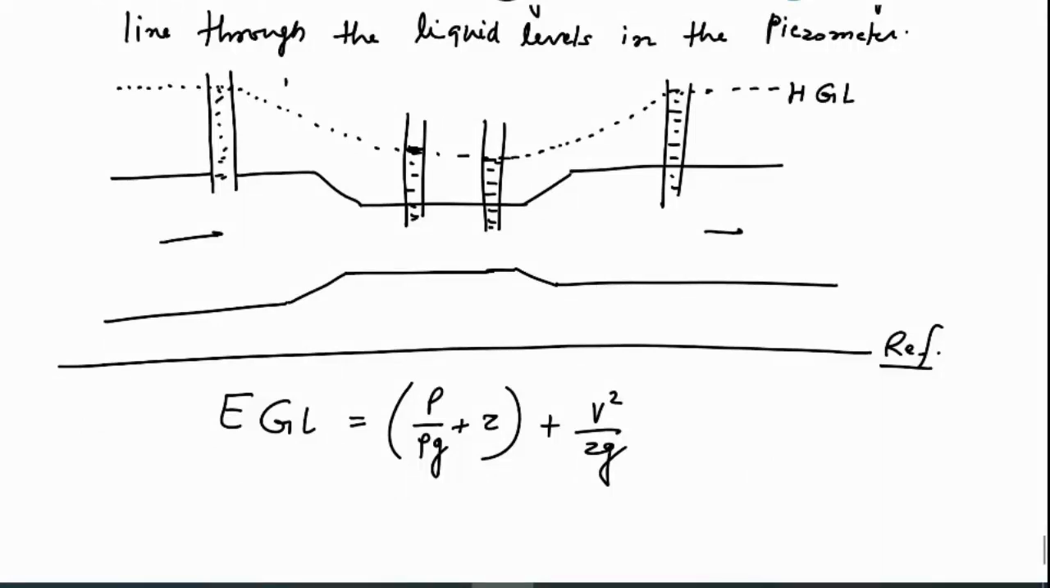So at this point you put the piezometer, whatever the level of water here you have. Again you put the piezometer at this point and you find what is the level of water. And then join all these points, that is the level of waters, then the corresponding line will be called the energy grade line. Now the question is, what kind of line you will get as an energy grade line?